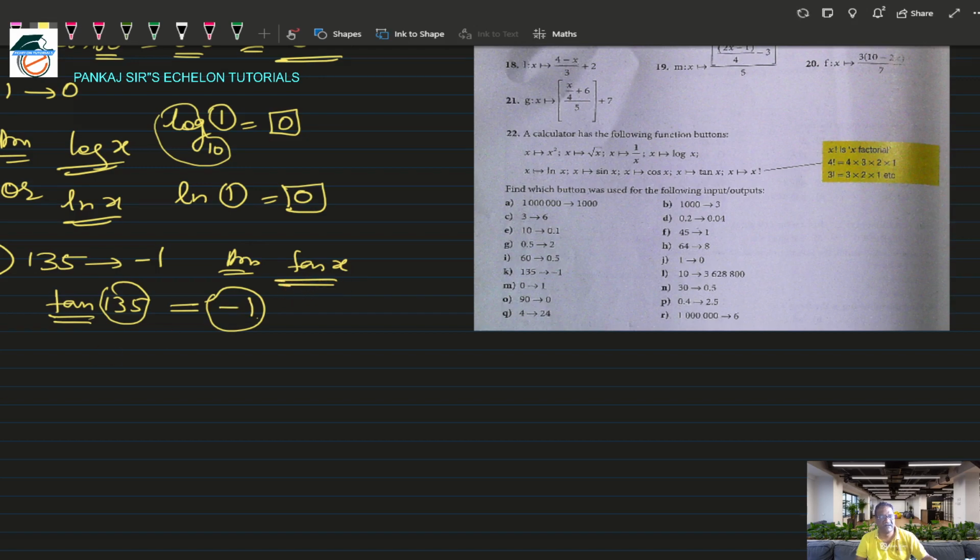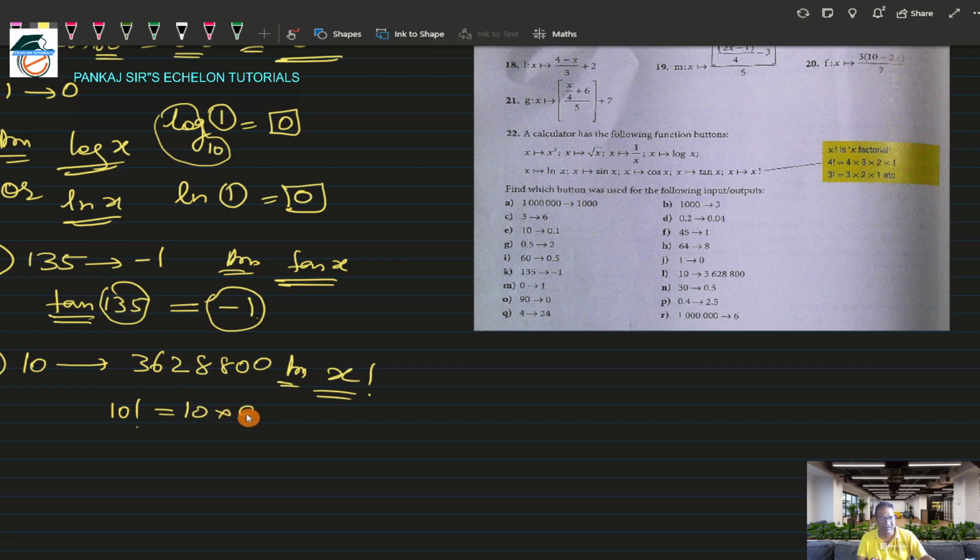Then after K, let us do L. L is what? 10 is the input and the output is 3628800. Now this is a huge one, right? Now this also, the answer is very straightforward. It is x factorial. The answer is what? X factorial. Why? Because 10 factorial, if you work it out, is a very huge number. You cannot work it out in a normal way.